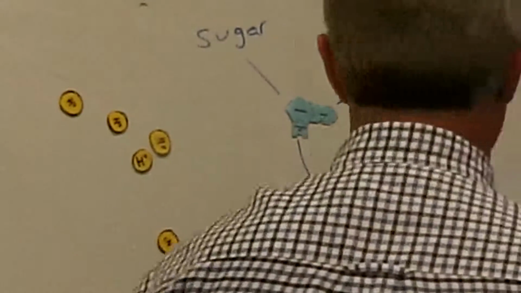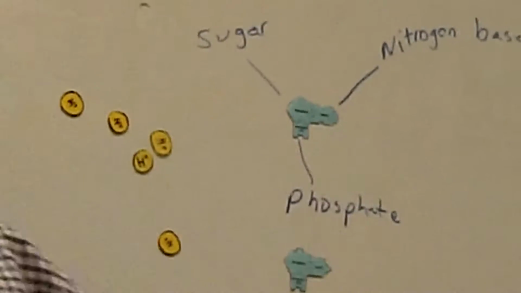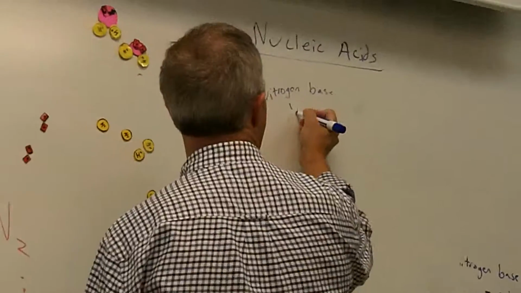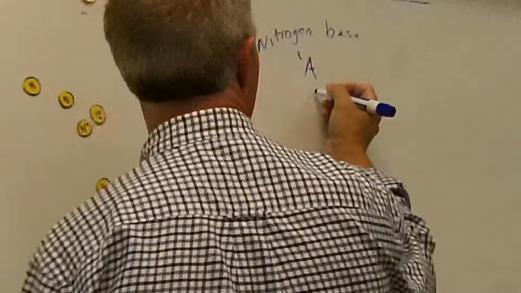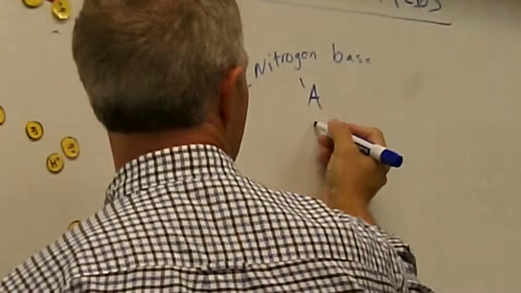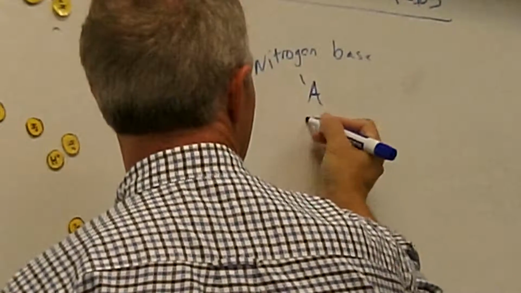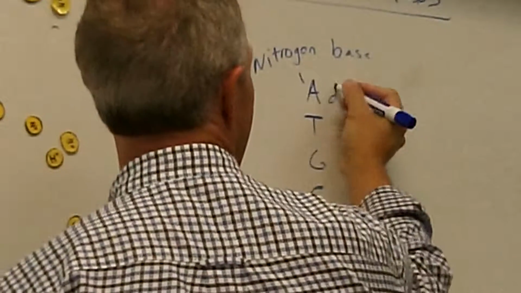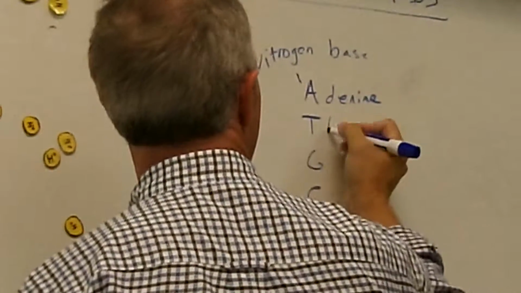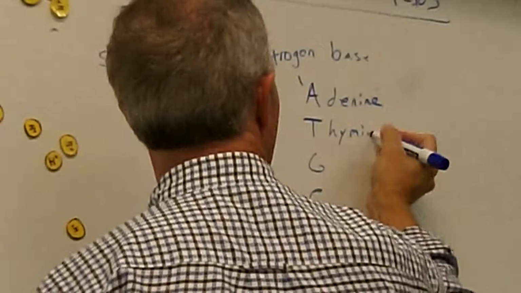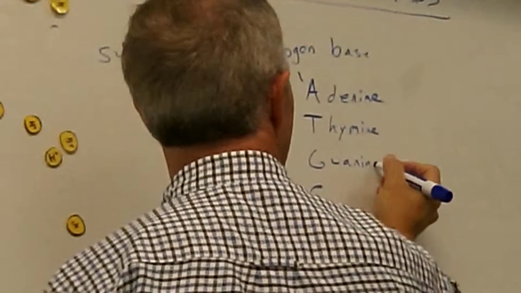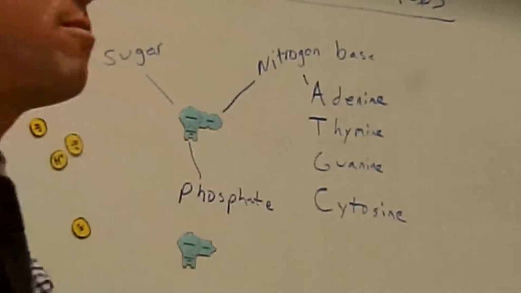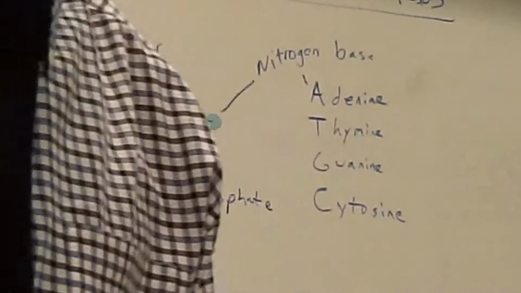There are 4 possibilities for the nitrogen base. Those possibilities are adenine, which starts with an A, thymine, guanine, and cytosine. Adenine, thymine, guanine, and cytosine. There's 4 possibilities. Look on your nucleotide and see which one you have.